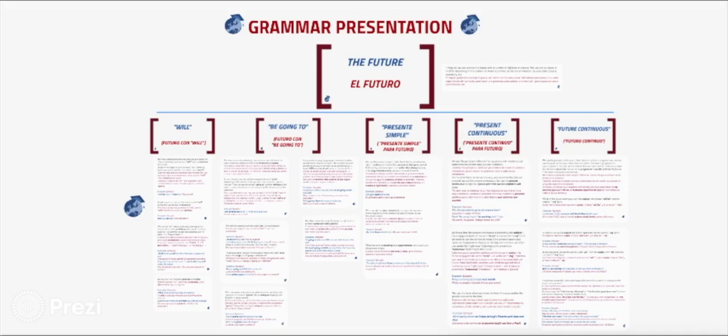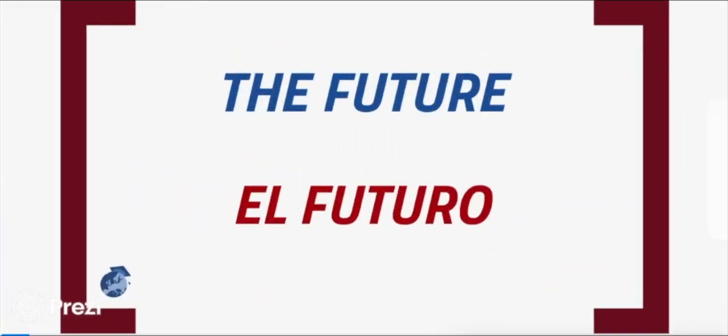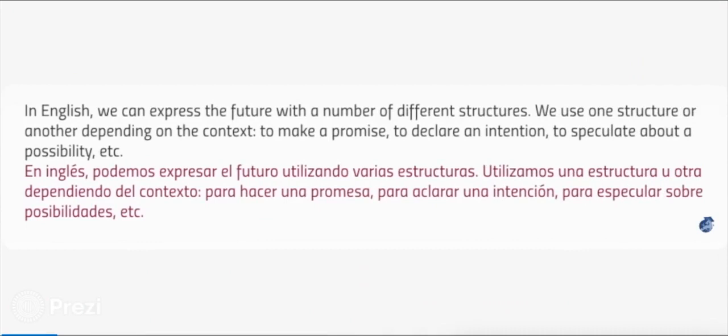Unit 5, Grammar Presentation. The future. In English, we can express the future with a number of different structures. We use one structure or another depending on the context: to make a promise, to declare an intention, to speculate about a possibility, etc.